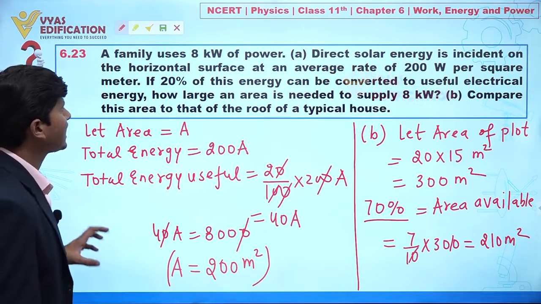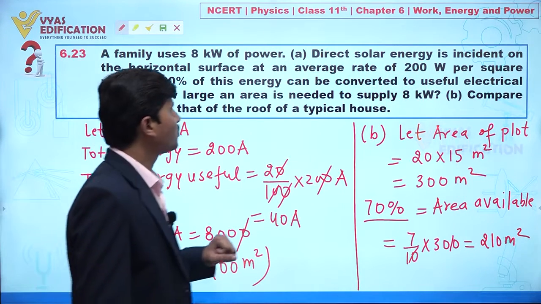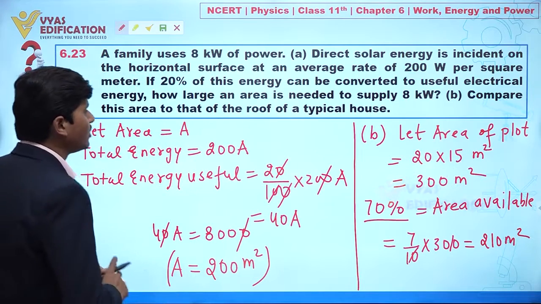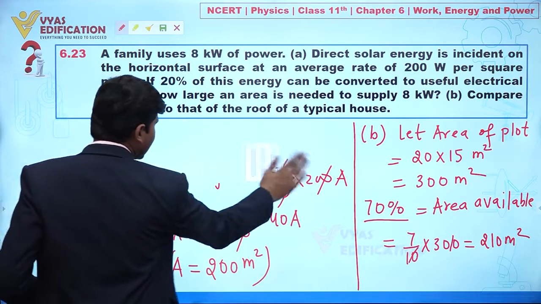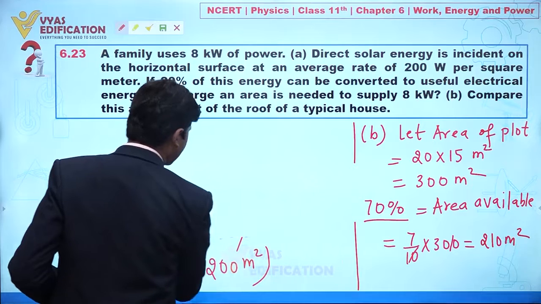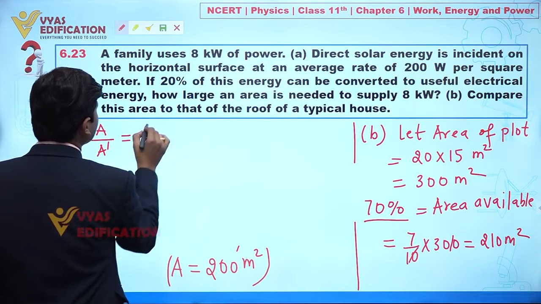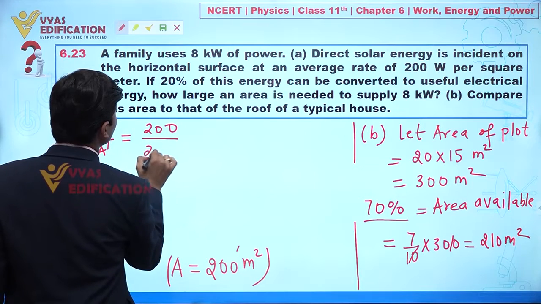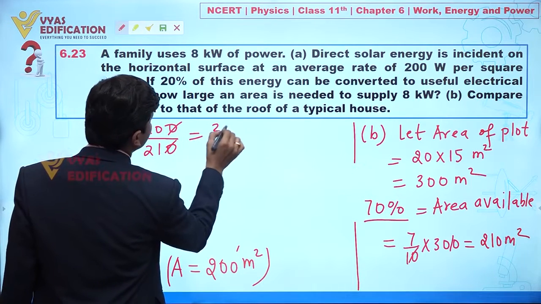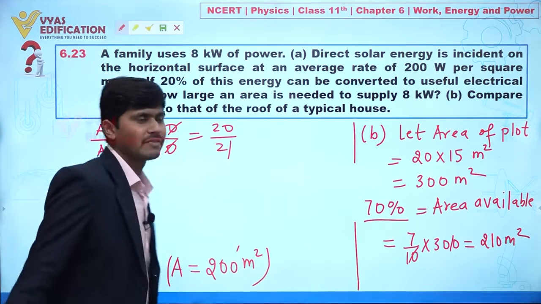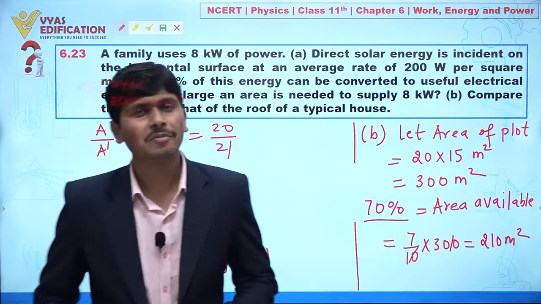Now this question asks to compare this area to the roof of a typical house. So here we are getting area 200 and here we are getting 210. If we find A by A dash, directly I can say 200 divided by 210. So from here we get the ratio 20 by 21. Clear to everyone? So this is all about this question.